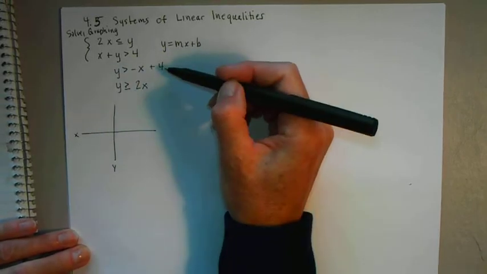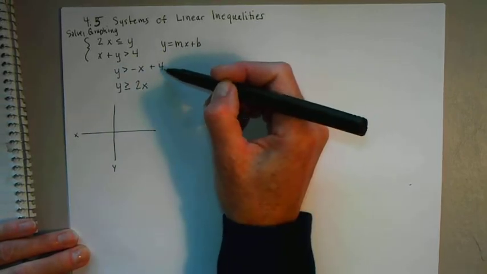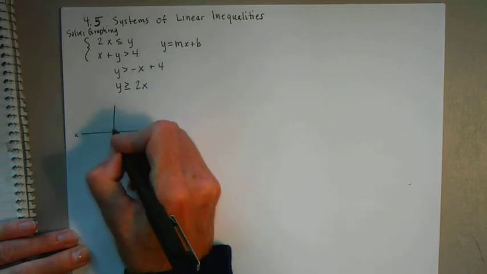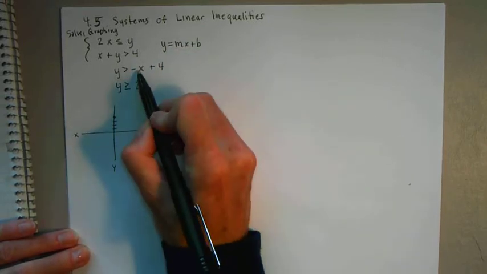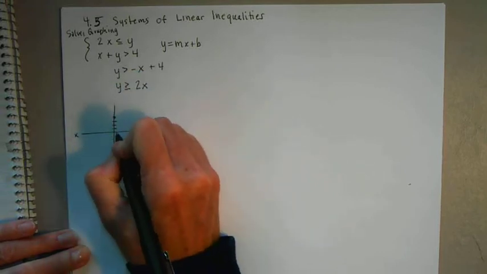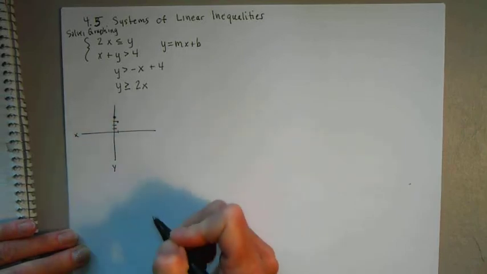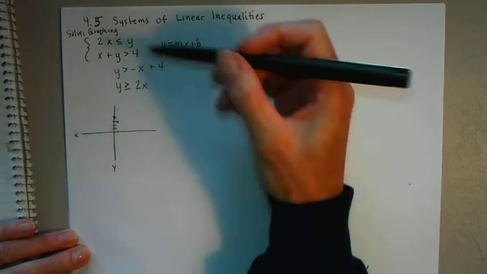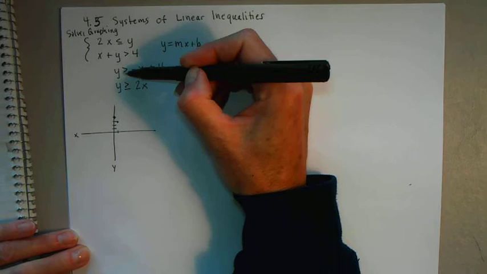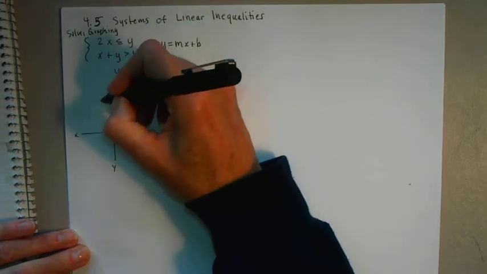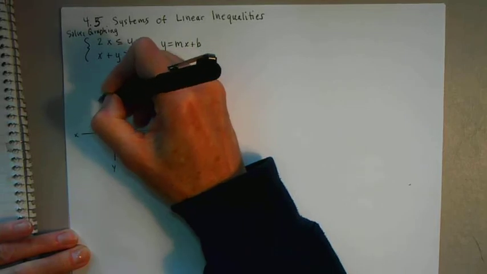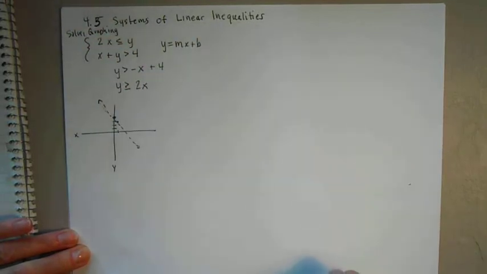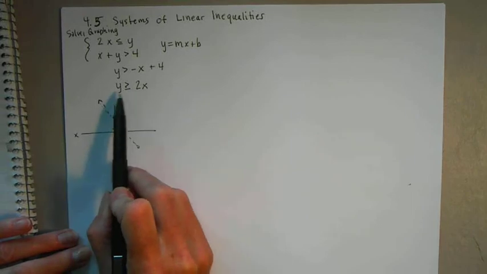So the first one, this is review. We know it crosses the y-axis at 4, the y-intercept. And we know that the slope is down 1, right 1. So I'm going to go down 1, right 1. And this is super important. Remember that if it's not equal to the line, you have to draw it dotted. And try to draw it straight. Mine's a little pitiful.